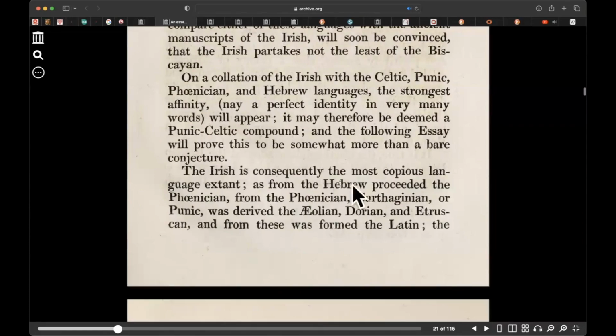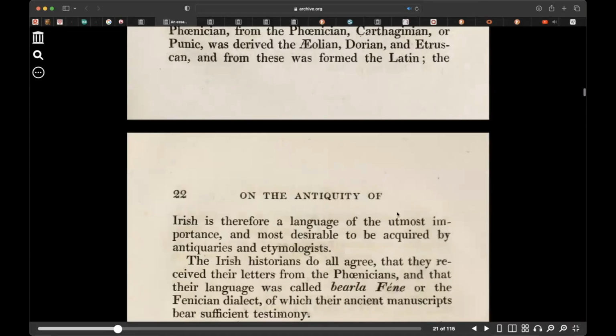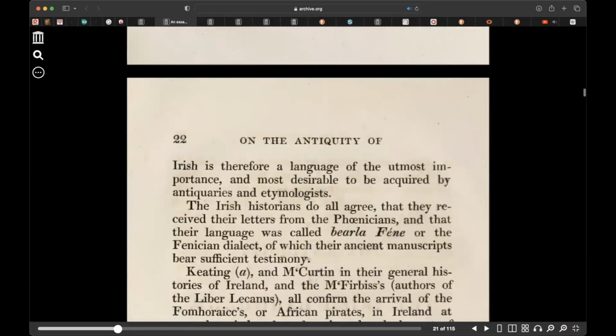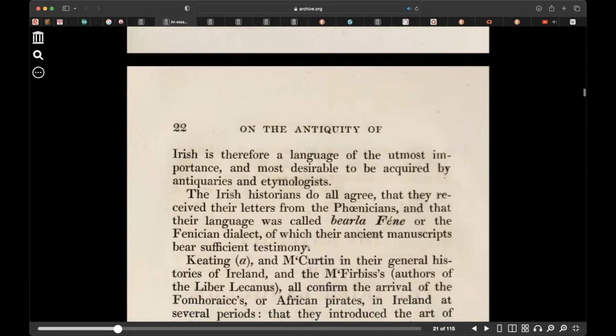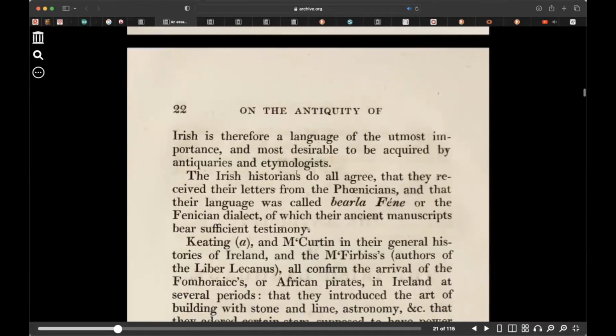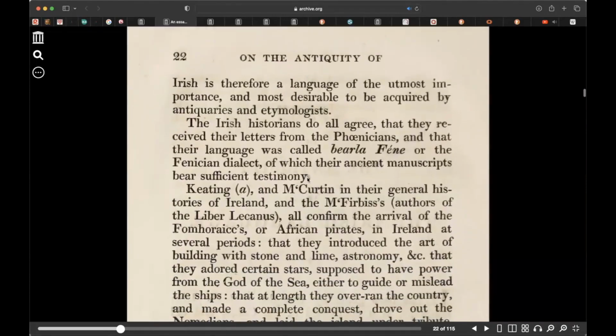So what was first? Hebrew. From the Phoenician, Carthaginian, or Punic was derived the Aeolian, Dorian, and Etruscan, right? Hebrew was the mother tongue. They're letting you know right here. And from these was formed the Latin. The Irish is therefore a language of the utmost importance and most desirable to be acquired by antiquaries and etymologists. The Irish historians do all agree that they received their letters from the Phoenicians, okay?